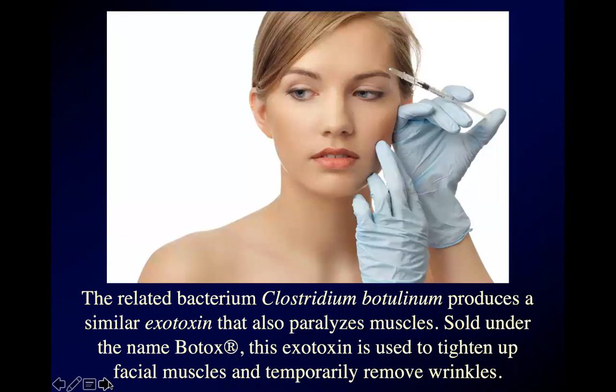There's a related bacterium that produces another exotoxin that paralyzes muscles. This one can be deadly, but it's actually harvested, and the cats are fighting. Right. It's sold under the name Botox, and it's used when injected into facial muscles. It temporarily paralyzes the muscles, and it's used cosmetically to tighten your facial muscles and temporarily remove wrinkles. Makes your skin very smooth, but also kind of mask-like.